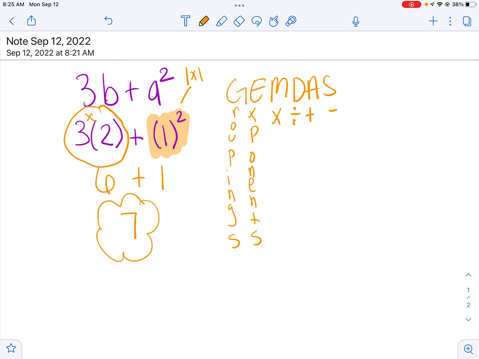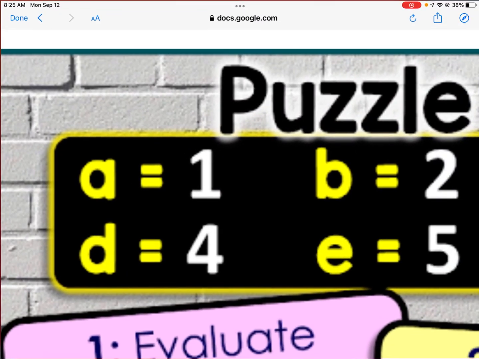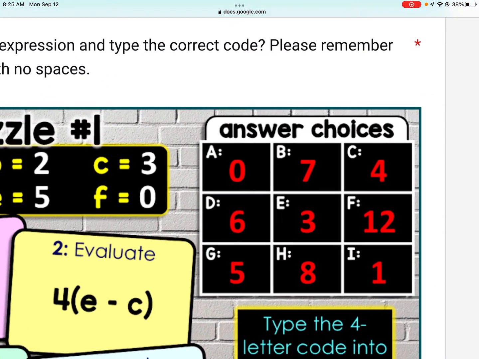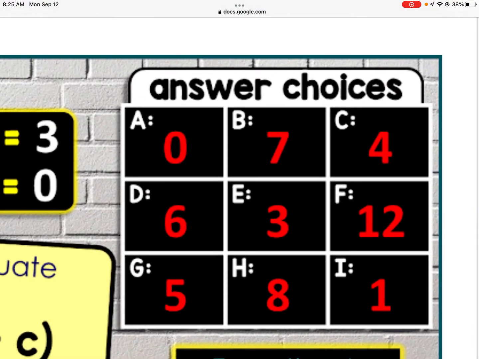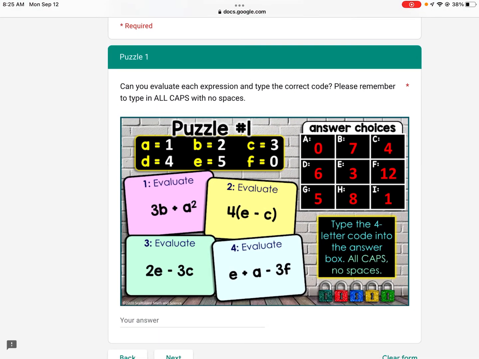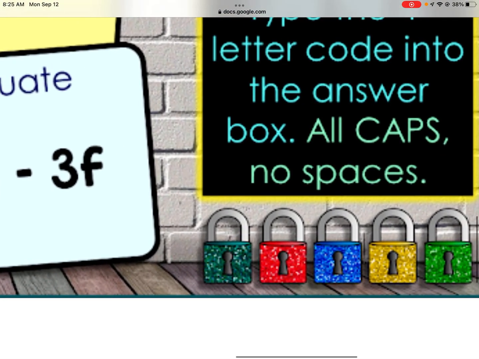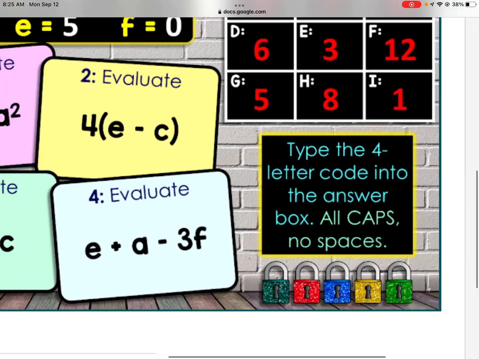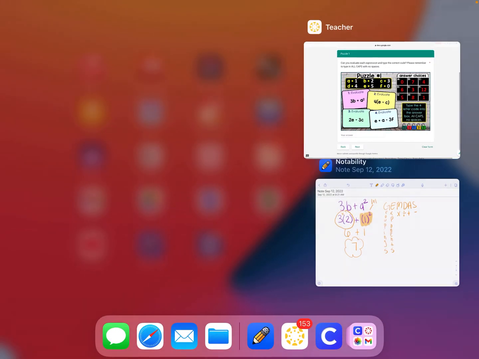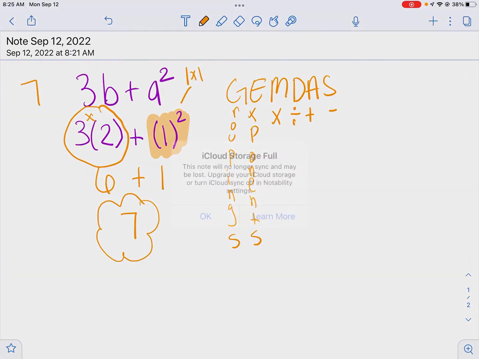Okay, now I'm going to go check my answer. So if I go back to the escape room, over here in the corner are the different answer choices. So if you don't get an answer that's on here in red, then you did something wrong. But I see mine right here, 7 is B. So that means the first lock for this, because we have to find a 4-letter code, is going to be a B, since we got 7 for the answer. So I'm going to write down 7 right here and circle it or highlight it.